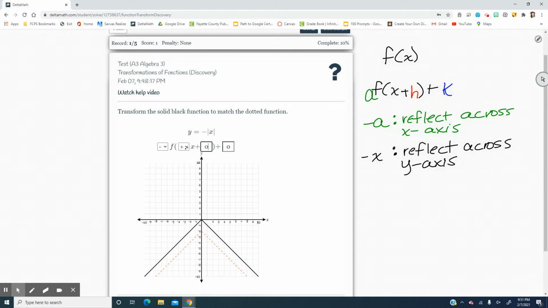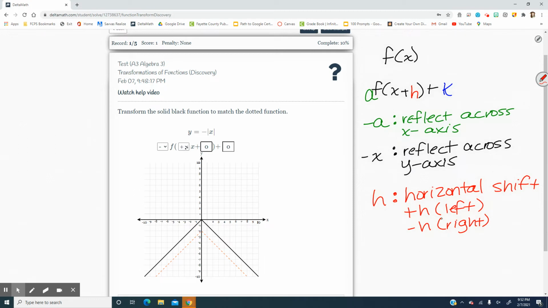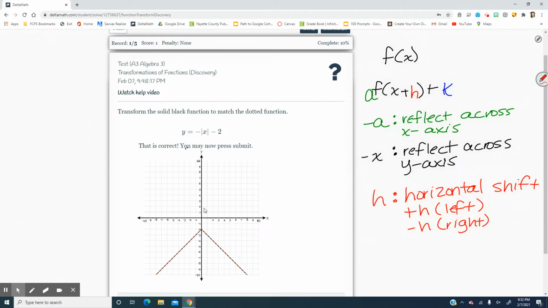So what that h does: h is the horizontal shift. If you have a positive h value, it's going to shift to the left. Negative h is going to shift to the right. But I don't need this to go left or right, I just need it to go down. So it has to be this number right here. Let's see what happens if I change it to a 2. The graph went up 2. Okay, what about negative 2? The graph went down 2. So the k is the vertical shift.